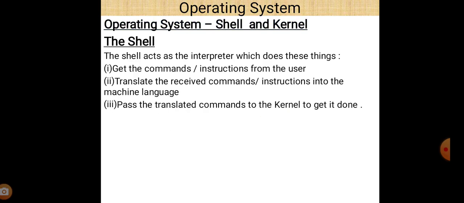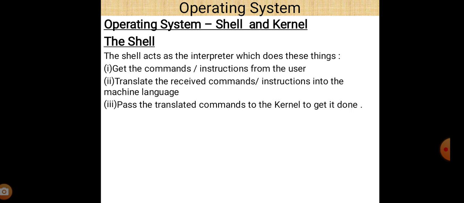Next, there are some more important points regarding the shell. The shell acts as an interpreter which does these things. So the roles and responsibilities of shell are: first of all, it gets a command instruction from the user, in human understandable form, and translates the received command instruction into machine language, converting these data into machine understandable form. And third, it passes the translated command, which is in a machine level language, to the kernel to get it done.